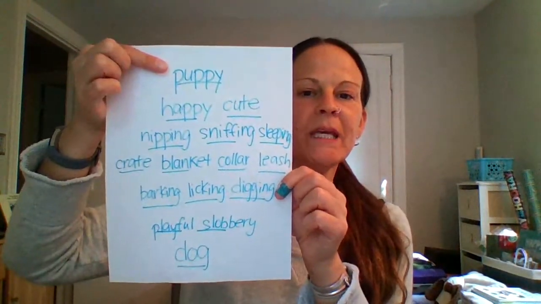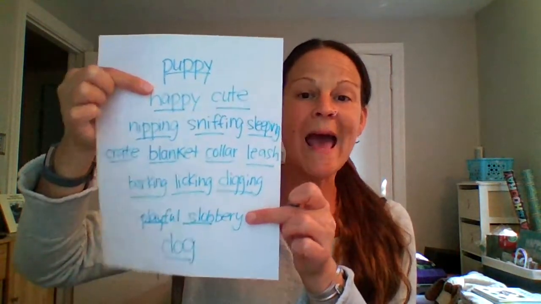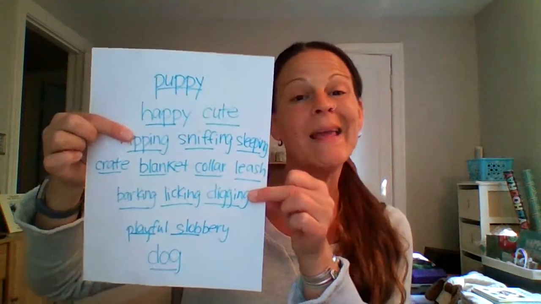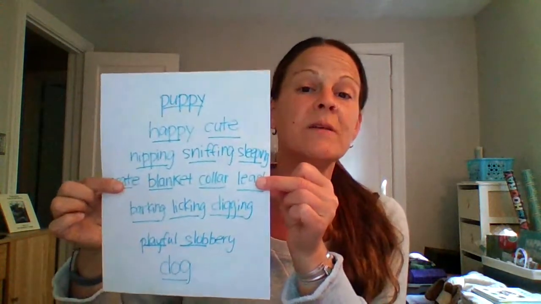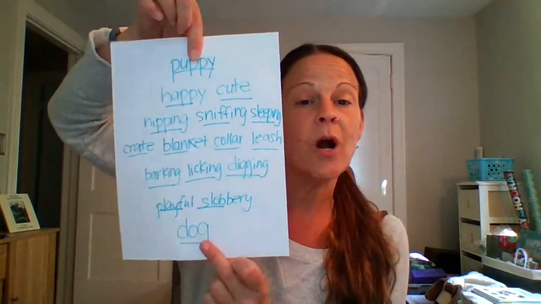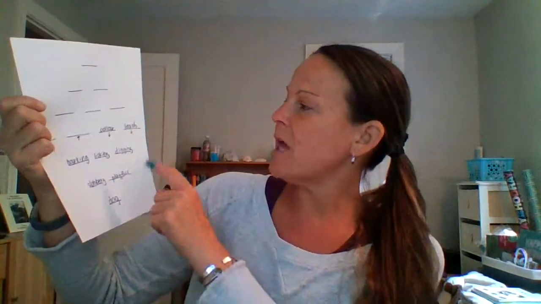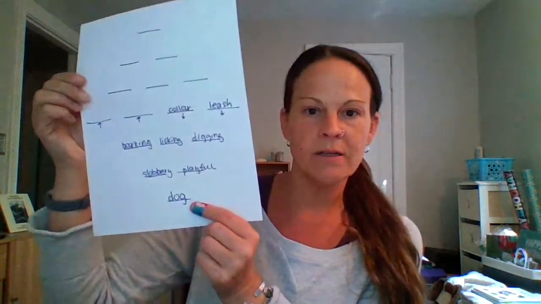So I have puppy at the top, dog at the bottom. Here are my adjectives that describe. These are my verbs, my ing words that are actions. And then I have 4 other nouns in the middle that are all about either a puppy or a dog. Now, if I wanted to do an antonym poem, I could keep what I wrote about a dog. So I still have the collar, leash, barking, licking, digging, playful, slobbery dog, right?